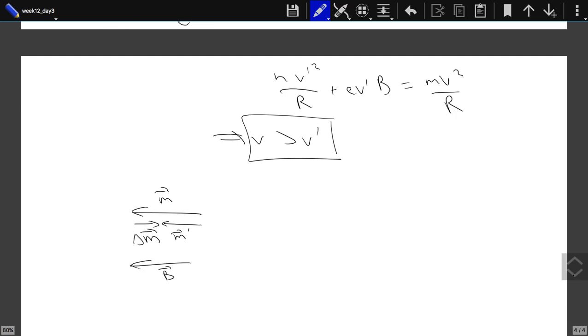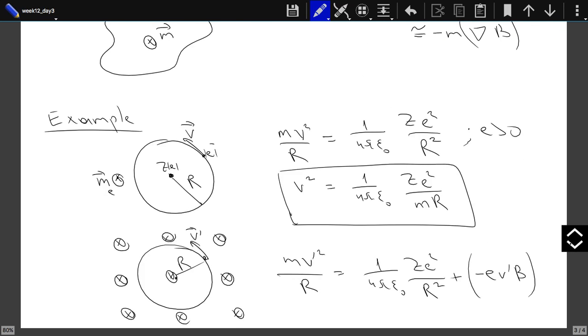Now, how does this velocity change as we put this in a magnetic field? As I said, we will discuss it later on.